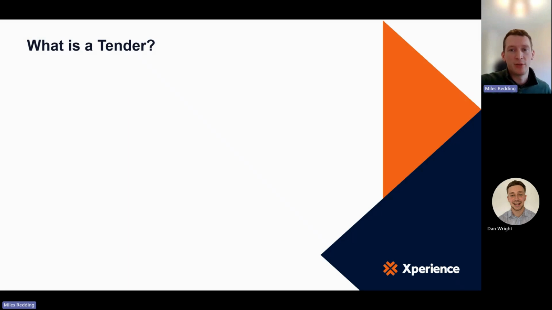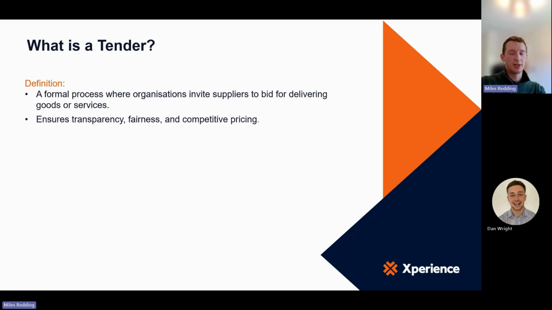So to kick things off, I really want to take a step back and define what a tender is and what that process should look like. Simply, as a definition, a tender is a formal process where organizations invite suppliers to bid for delivering goods or services. The primary reason people do it is to ensure transparency, fairness, and competitive pricing. And actually, some organizations will have governance or regulatory compliance requirements that dictate they have to go through a tender process. There are then lighter versions of those restrictions where, for example, anything over a spend of X would require multiple bidders to ensure competitive fairness and that no bias occurred during that process.